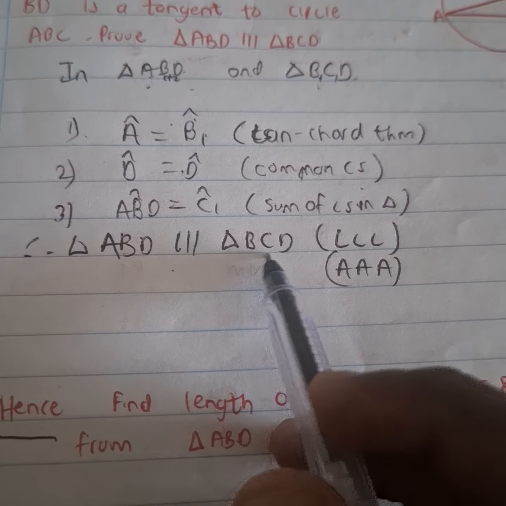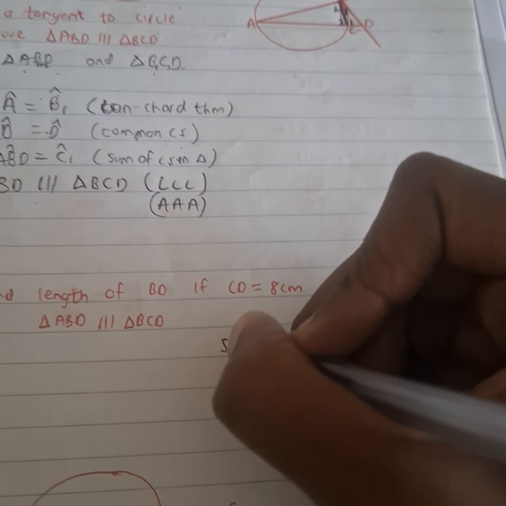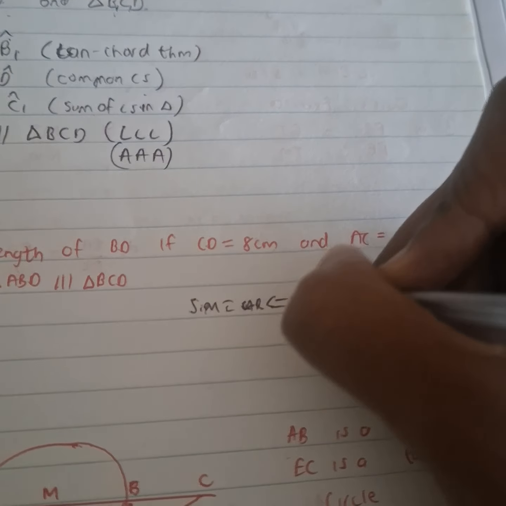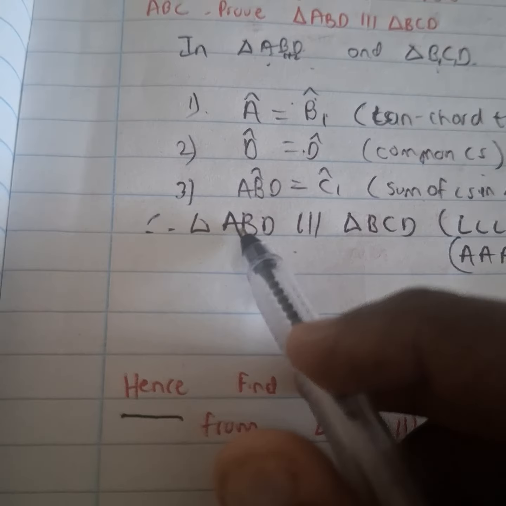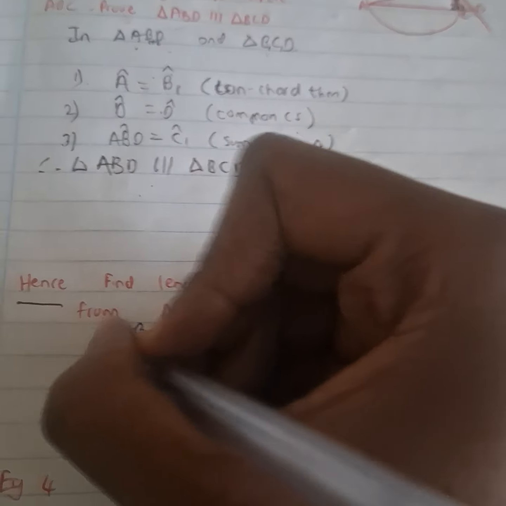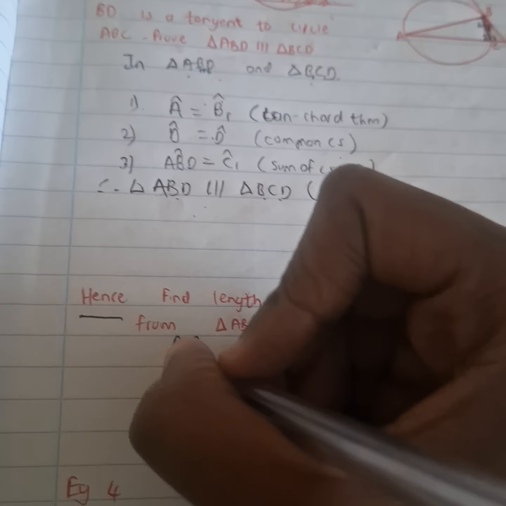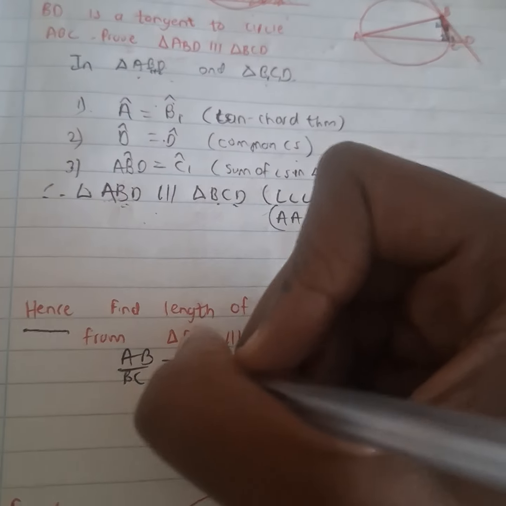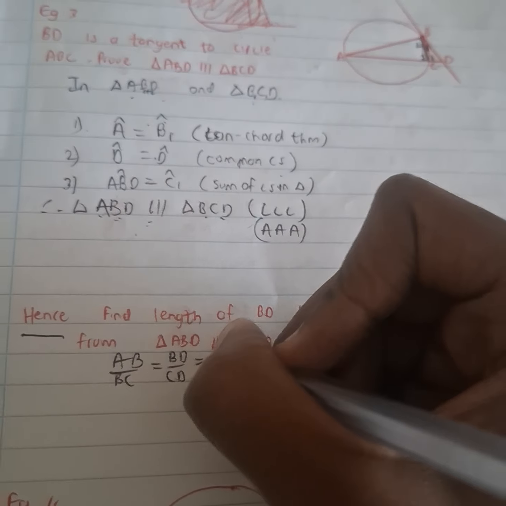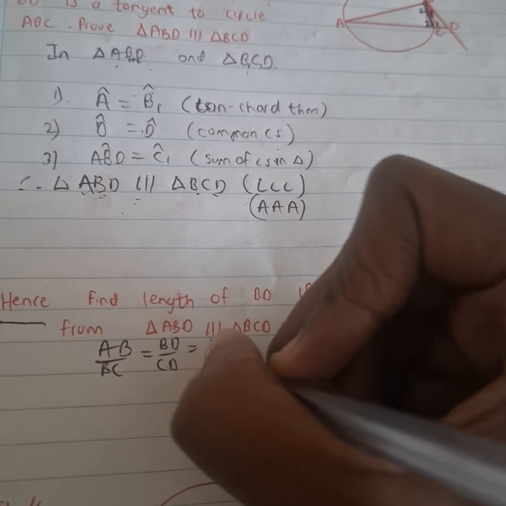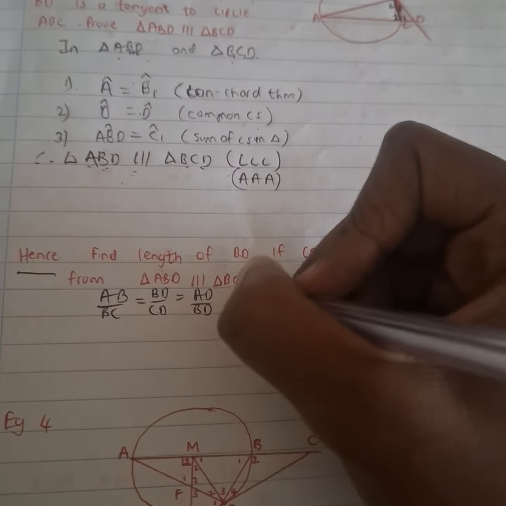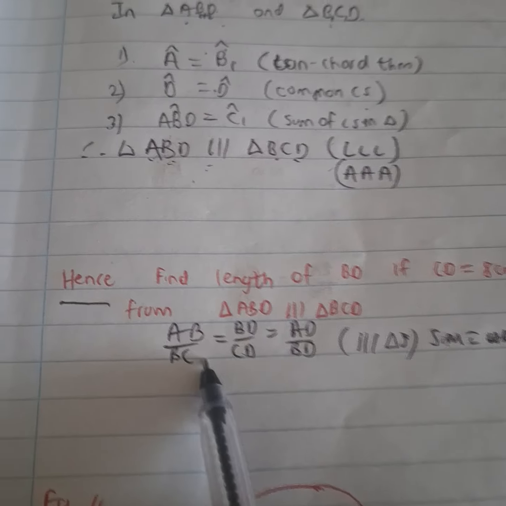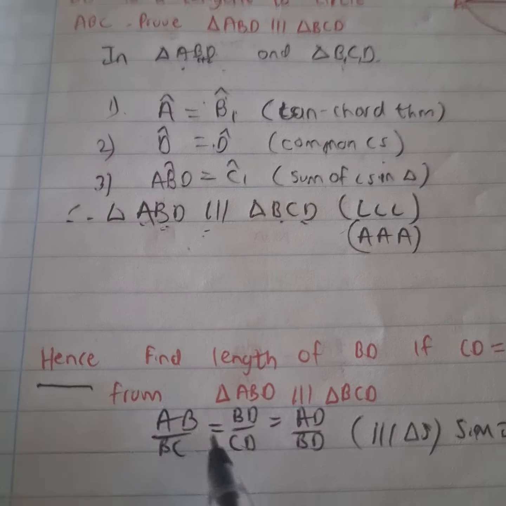We proved that they are similar to triangle BCD, and we know when triangles are similar, it means what? It means that the sides are in proportion. So let's say AB over BC is equal to BD over CD, is equal to AD over BD. And why do we say that? Similar triangles. Okay.